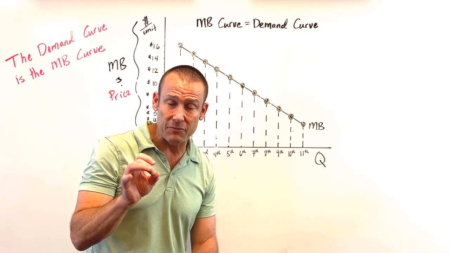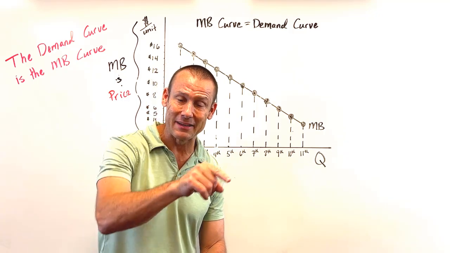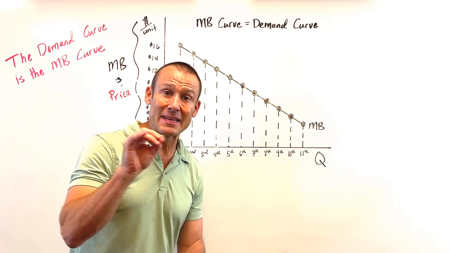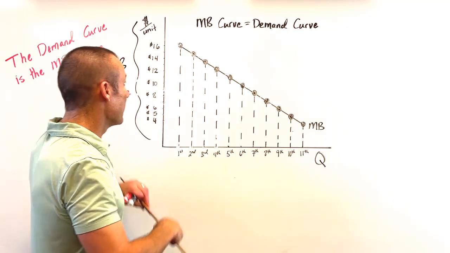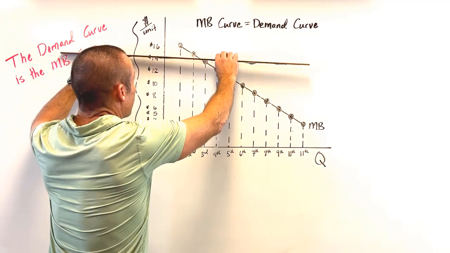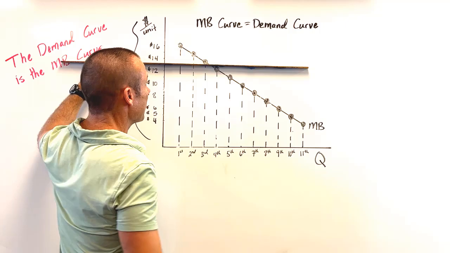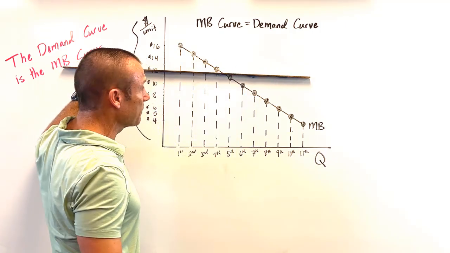But that benefit, that measuring the benefit, is going to tell us how much we will buy at each price. The marginal benefit curve gives us the demand curve. Again, just to go really fast, price right here, how much are we going to buy? 1. Price right here, how much are we going to buy? 2. Price falls right there, how many are we going to buy? 3. Price falls right there, how many are we going to buy?